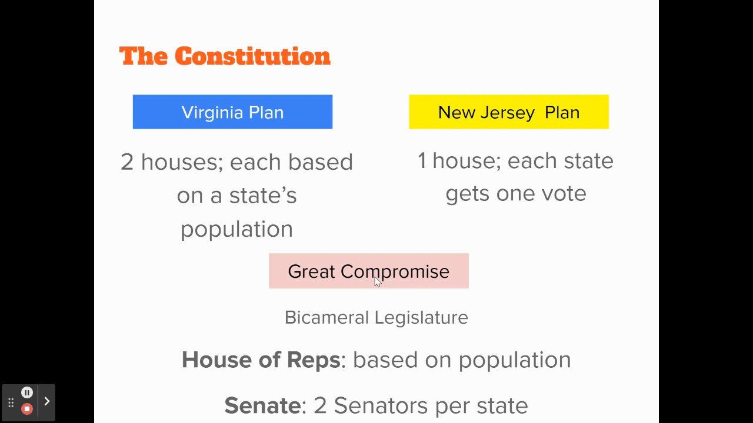But to make the small states happy, a second house of Congress is created called the Senate, and every state in the Senate has two senators, two votes, regardless of the size of your state. Pennsylvania's got two senators, Wyoming has two senators. So the small states can kind of gang up on the big states in the Senate, and that's where they have the advantage. So this is significant because this compromise basically creates the legislative branch that we have today, the bicameral structure, the House of Reps and the Senate.